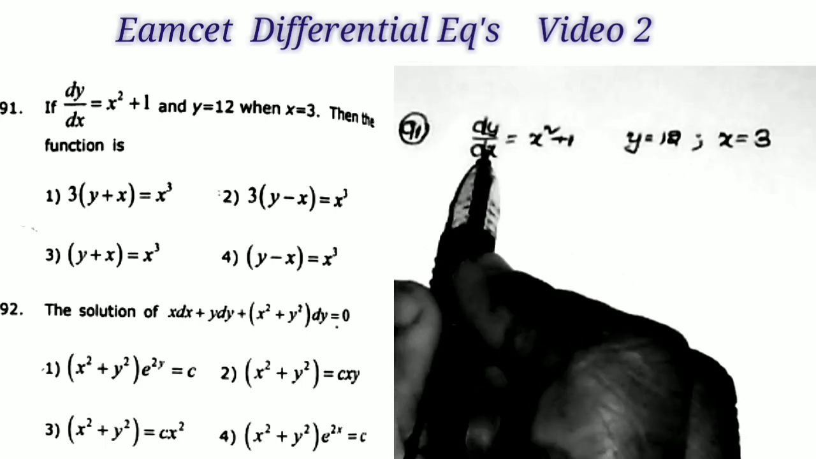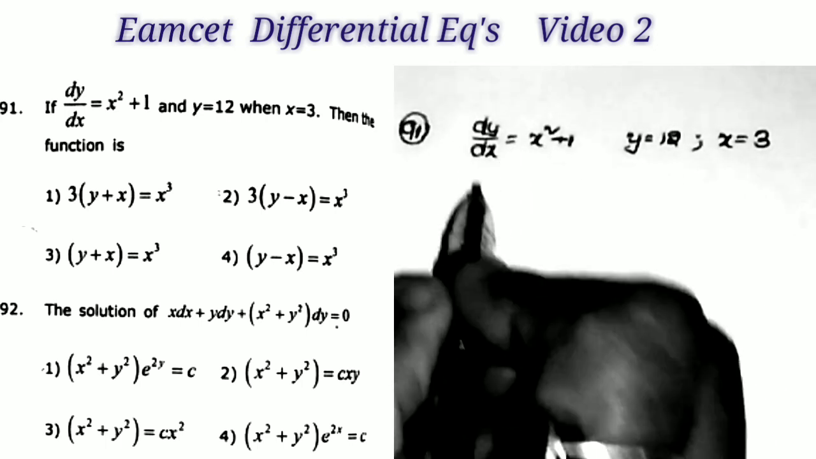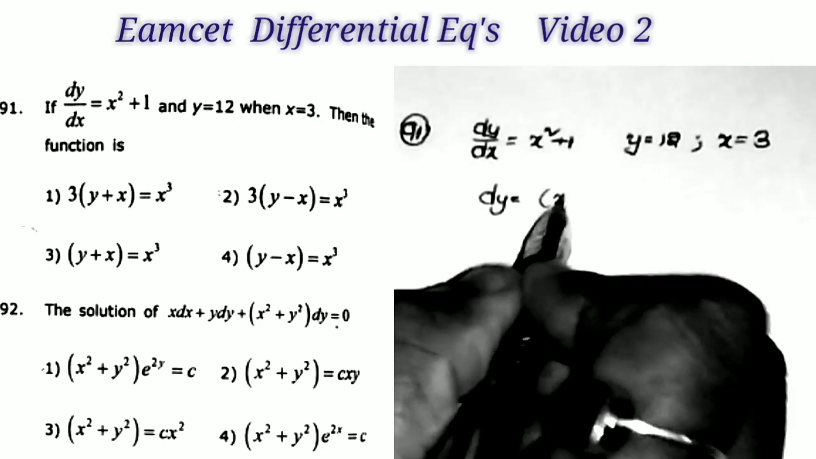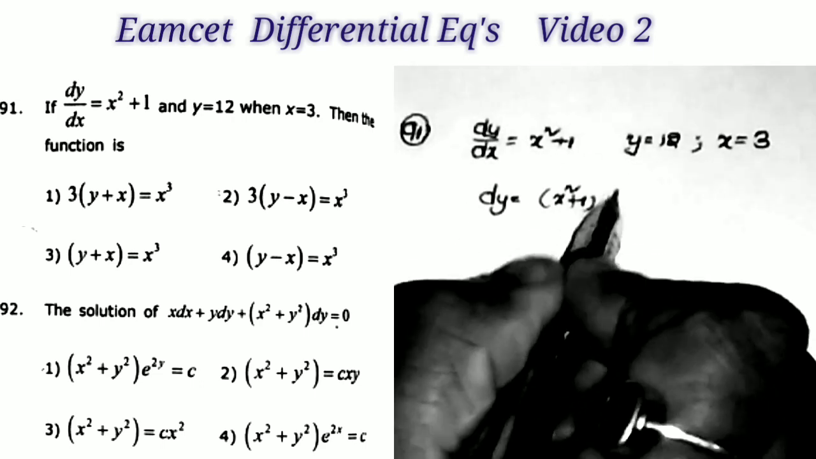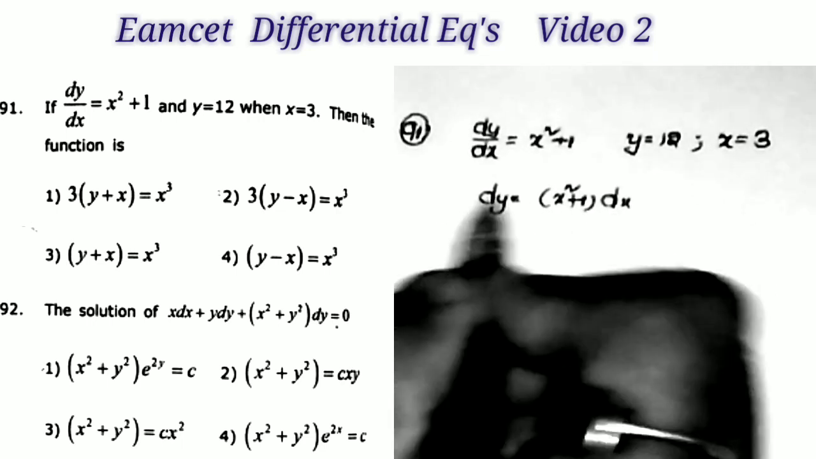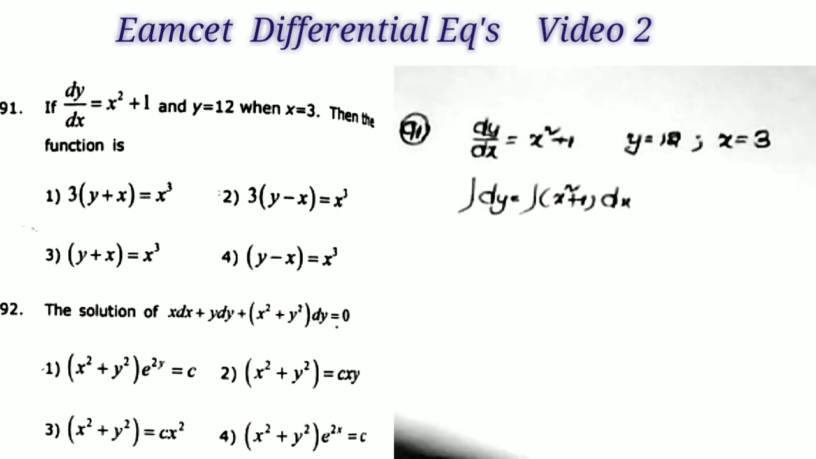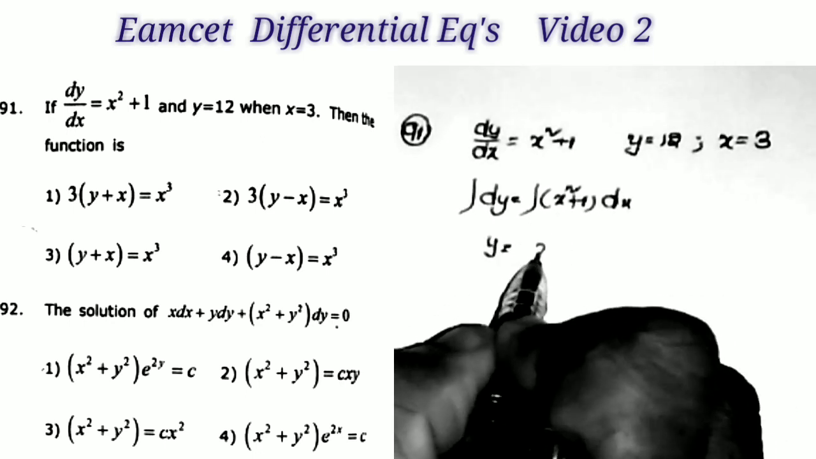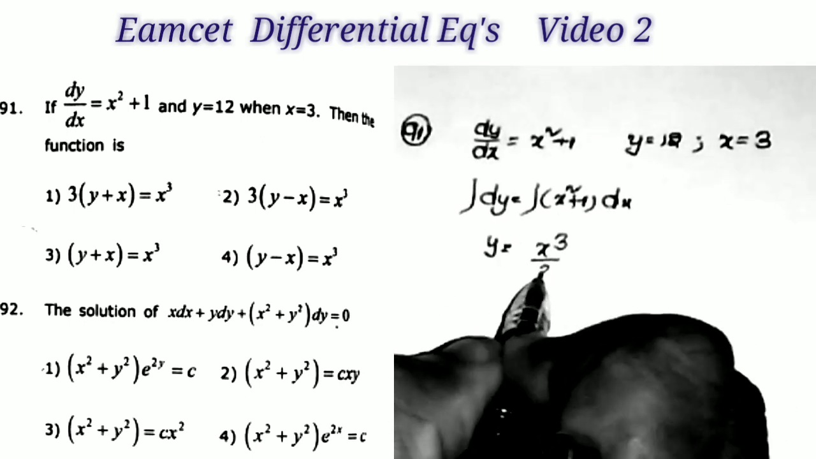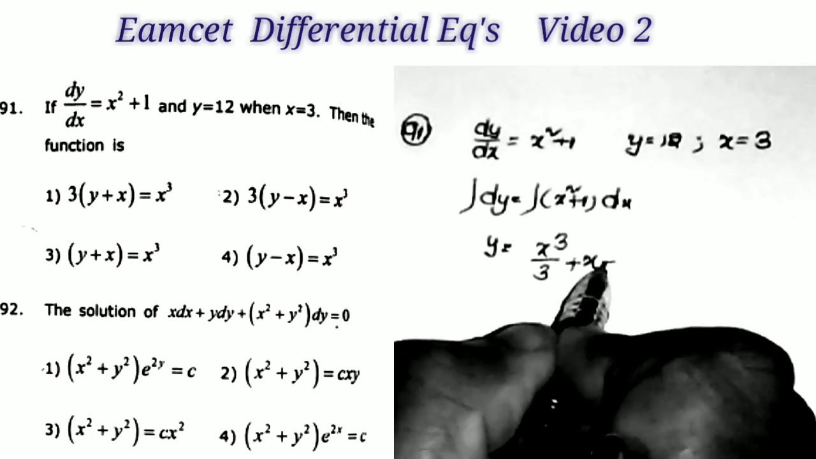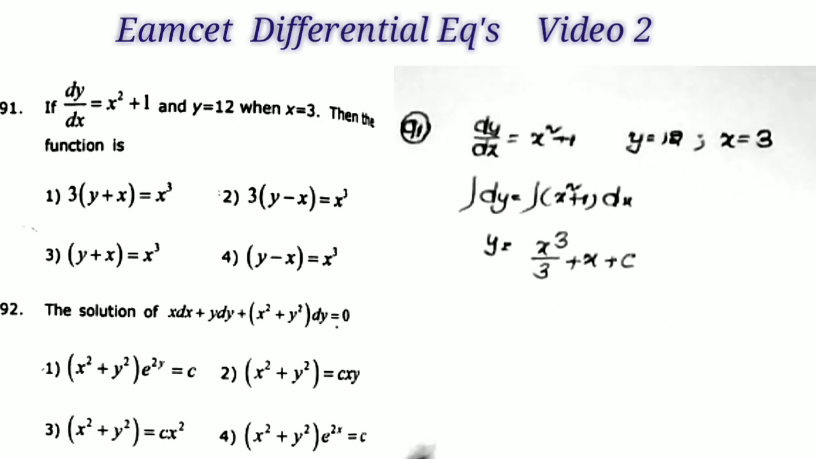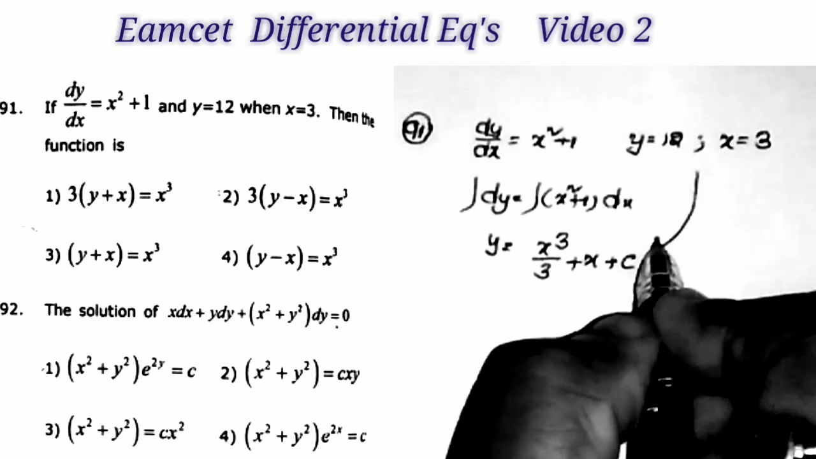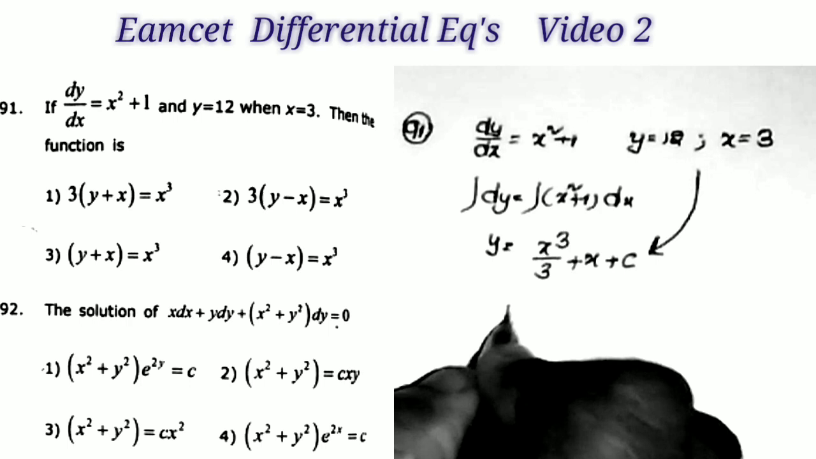First we have to find the integration of this equation, that is, first taking the cross product, dy is equal to x square plus 1 into dx. Now applying the integration, integral dy is equal to y. And what is x square integration? x cube by 3. And what is 1 integration? x plus c. But what is given here? y is equal to 12 and x is equal to 3. So replace the values here.